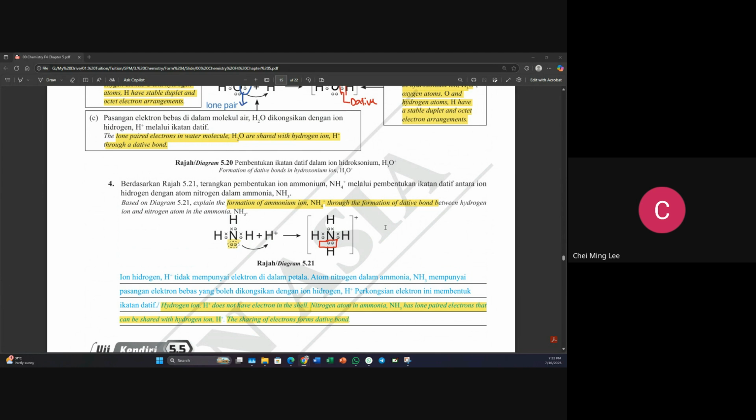After we talk about the ion, then we need to talk about the lone pair. The nitrogen has a lone pair that can be shared with the hydrogen ion. So the sharing of this electron forms the dative bond. This is how you should explain it. Can you understand? The ion does not have any electron at the valence shell, then we need to talk about the lone pair on the nitrogen.